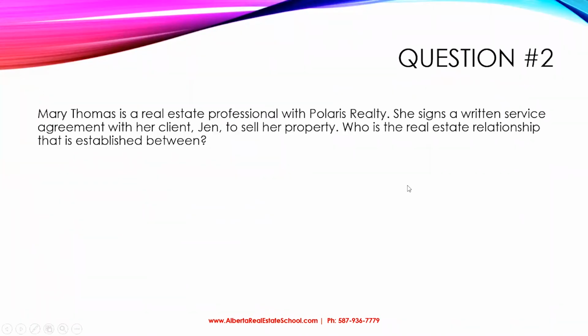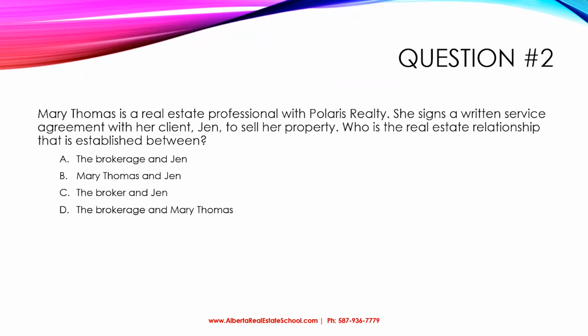Question number 2. Mary Thomas is a real estate professional with Polaris Realty. She signs a written service agreement with her client, Jen, to sell her property. Who is the real estate relationship that is established between? And the options here are A, the brokerage and Jen, B, Mary Thomas and Jen, C, the broker and Jen, or D, the brokerage and Mary Thomas. And in this case, the correct answer is A, the brokerage and Jen.